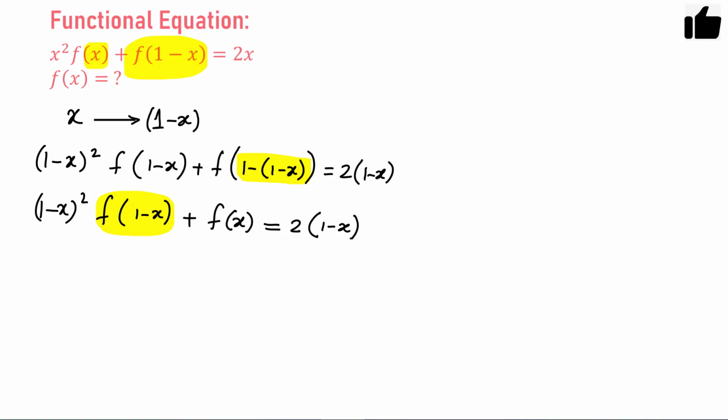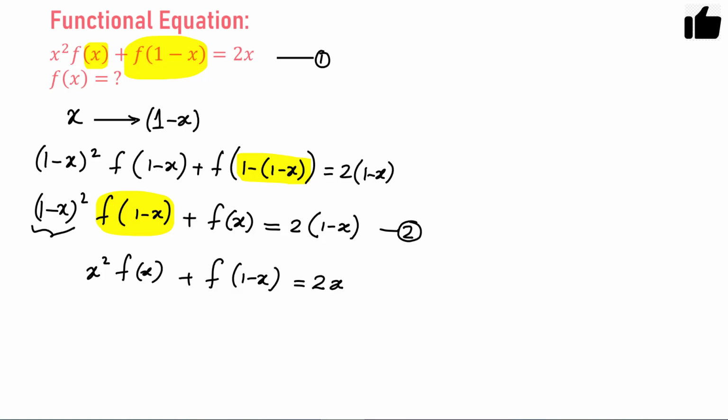So let us call this equation 1 and this equation 2. Let us rewrite equation 1: x squared f(x) plus f(1 minus x) is equal to 2x. Now I want to eliminate f(1 minus x). This means I have to multiply by (1 minus x) whole squared. So let us multiply this equation by (1 minus x) whole squared.